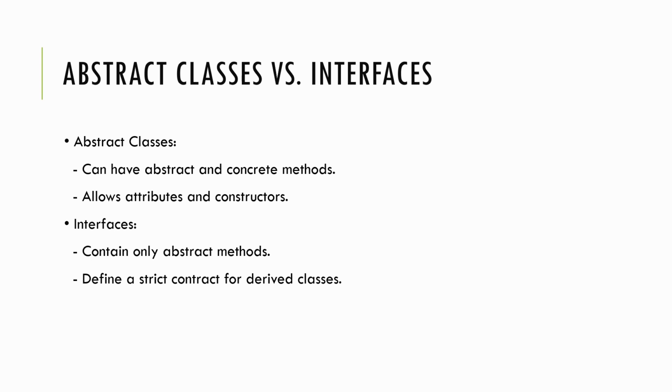Let's compare abstract classes with interfaces. In some programming languages, an interface is a strict contract that only allows abstract methods, while Python does not have a formal interface type. Abstract classes can serve the same purpose by defining only abstract methods. The key difference is that abstract classes can have both abstract and concrete methods, while interfaces typically only define methods to be implemented.